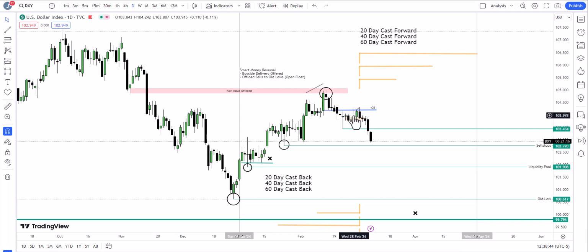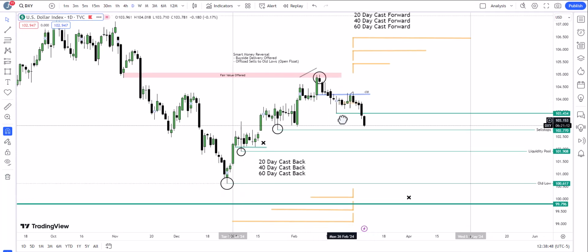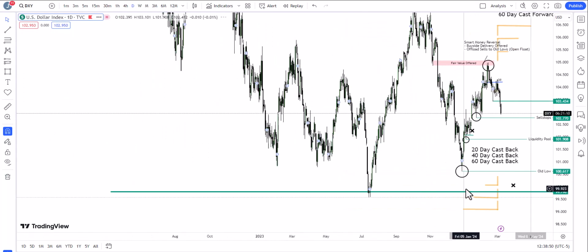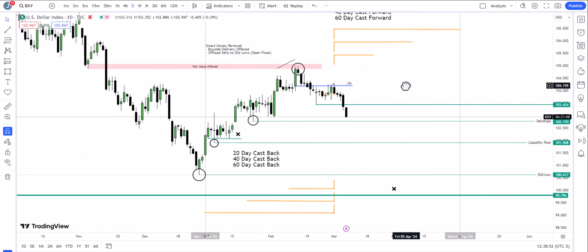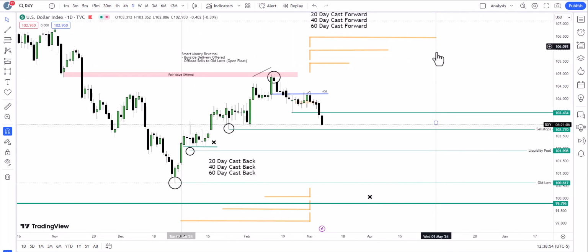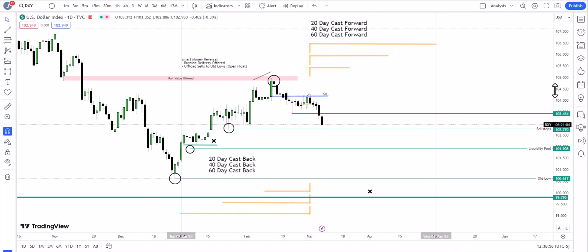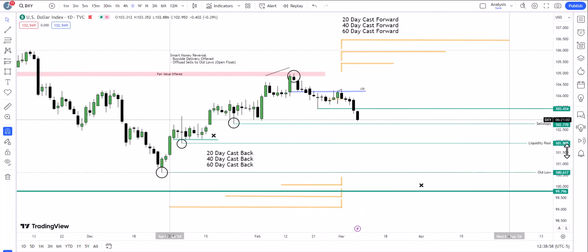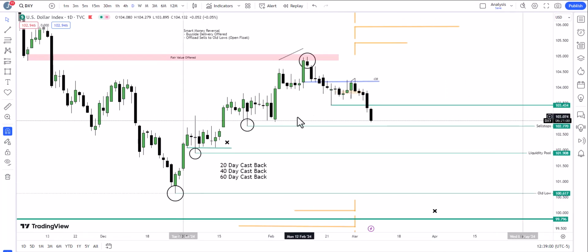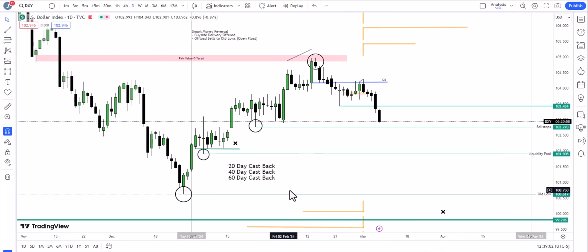A bit of consolidation around in here. Low liquidity resting under there, and I'm expecting it to try get down into here. So this marks out my 60-day time frame. And as you can see, it's moving nicely towards them sell stops here, liquidity pool here, and old low here.